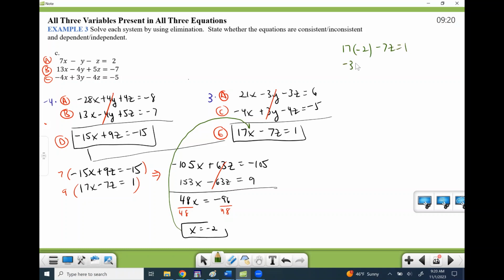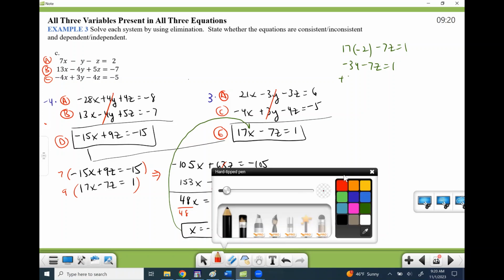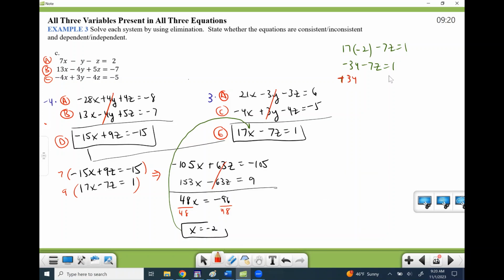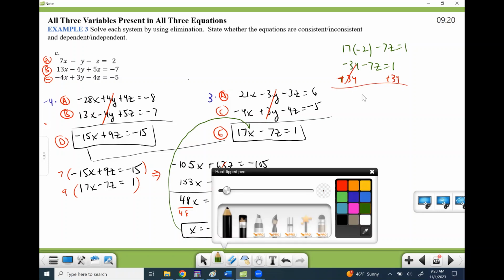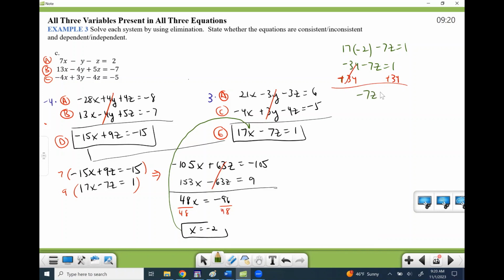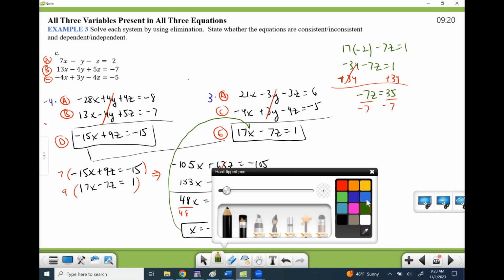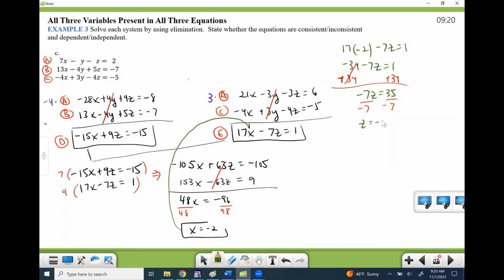So leave that space. Okay, so negative 34 minus 7z equals 1. So we'll add 34 to both sides. Oh, and that's great because that gives us a nice number, huh? 35. All right, negative 7z equals 35. So when we divide by negative 7, we get negative 5.